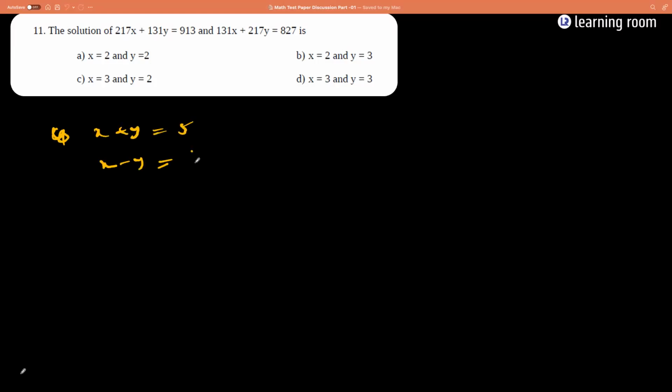Okay, I'm not checking it. I think you took the common multiple and then cancelled out, right? Yes. 2x is equal to 6, x will be 3. x is 3, y is equal to 2.